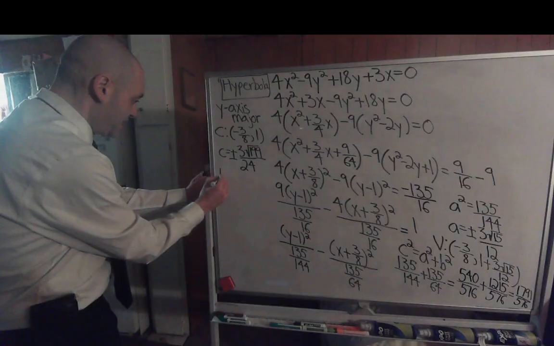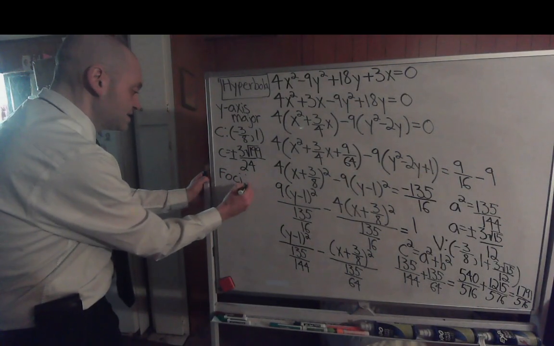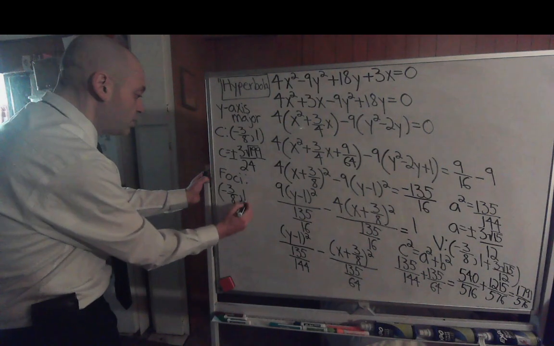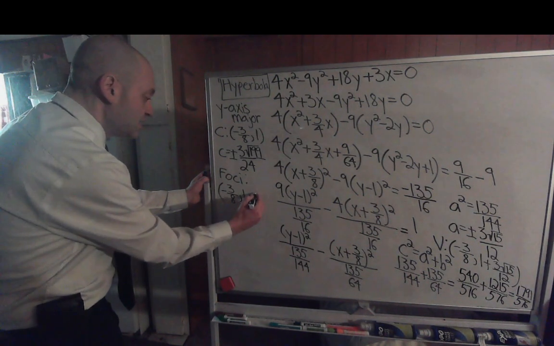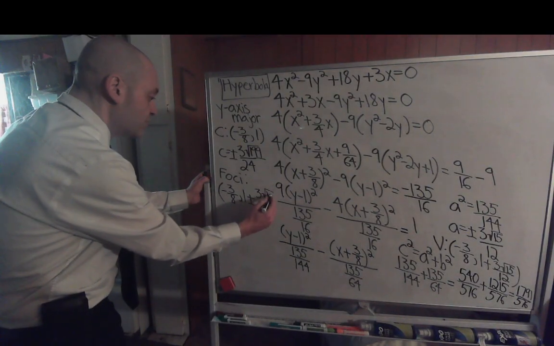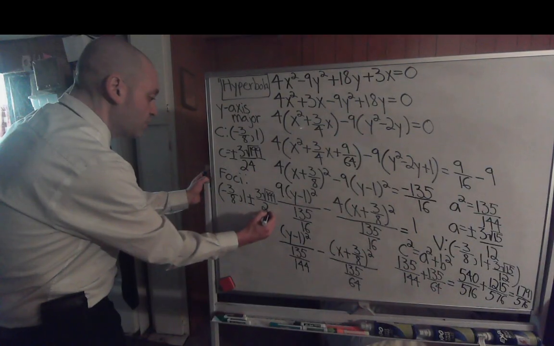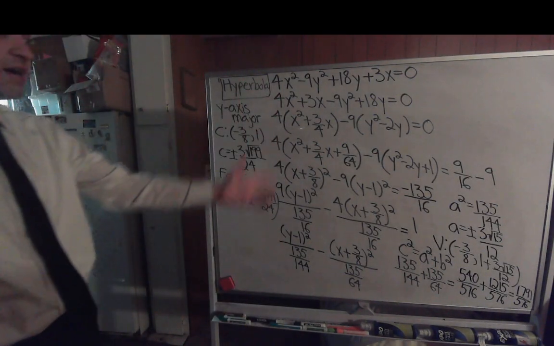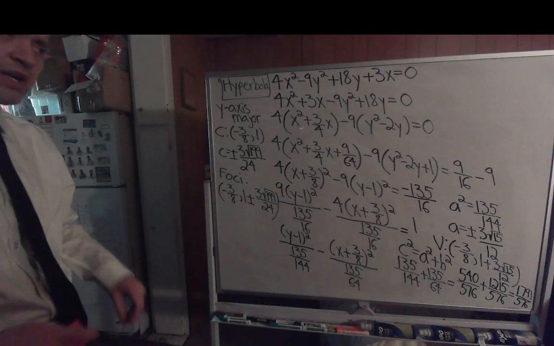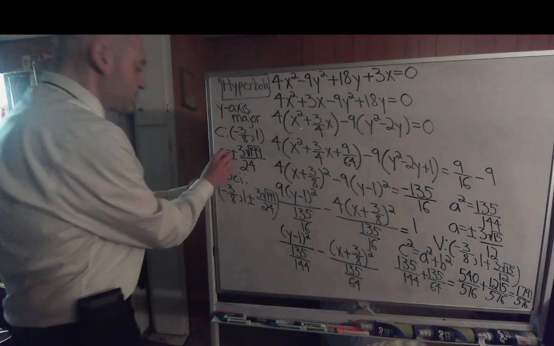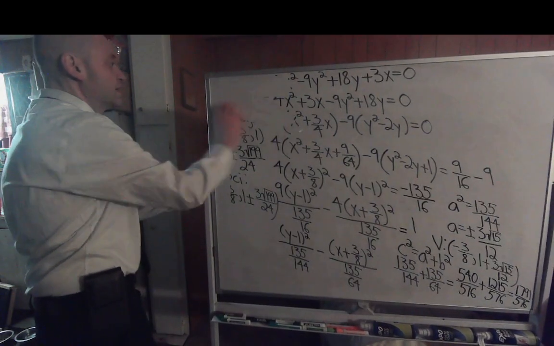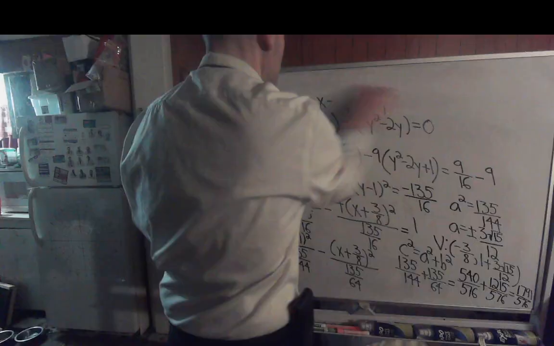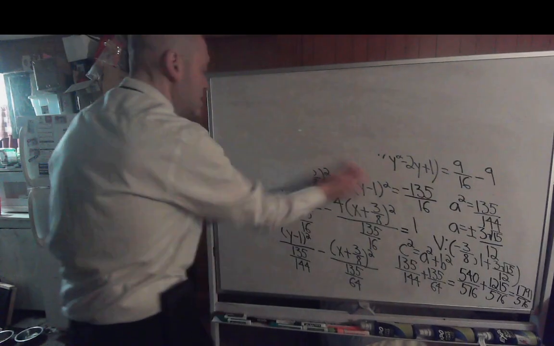So your foci, since the y-axis is the major axis, you'll have negative 3/8, and then you'll have 1, both plus and minus 3 times the square root of 199 over 24. So yes, very awful problem there. What started out looking relatively simple turned pretty bad pretty quickly, didn't it? Alright, I think those are all the hyperbola examples we're going to do. I'm not going to do any more hyperbolas for this lesson, no. That was not pretty.